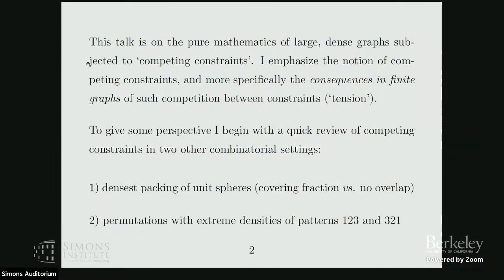And I want to emphasize, I'm actually interested in large finite graphs. And I want to know what happens to a finite graph when I put two competing constraints on it. Informally, I think that when you put competing constraints, in some sense, it imposes a sort of tension in that graph. And I'm interested in how the graph works out that tension, just informally.